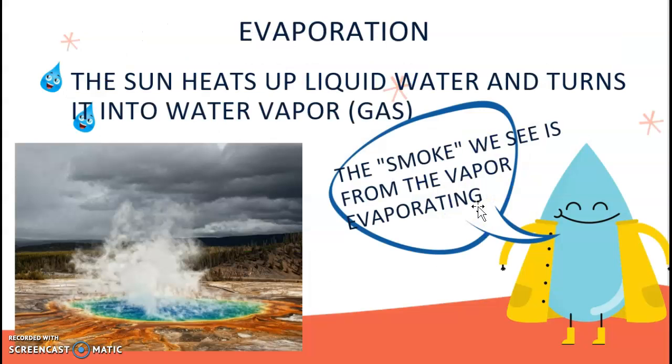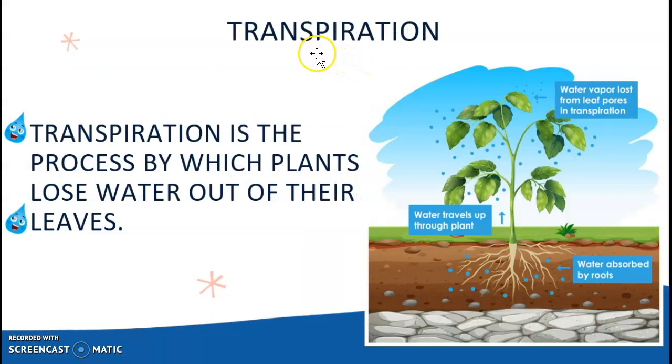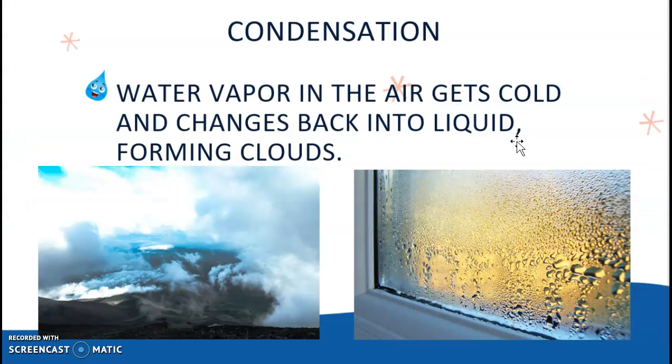Let us learn also the different terms we have for water cycle. One is evaporation. I want you to remember that evaporation is a process wherein liquid changes to gas. Transpiration, this is happening when plants lose water out of their leaves, and that is when liquid also changes to gas. For condensation, this is when water vapor in the air gets cold and changes back into liquid, forming clouds.